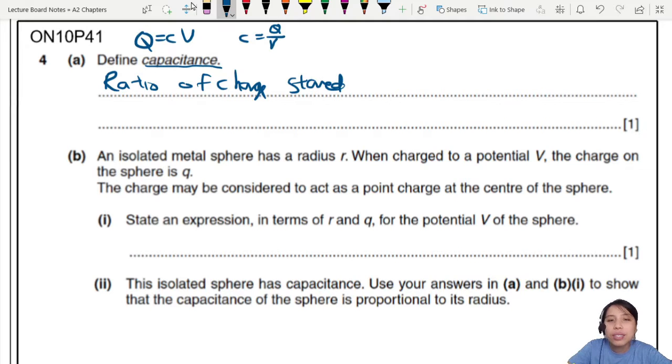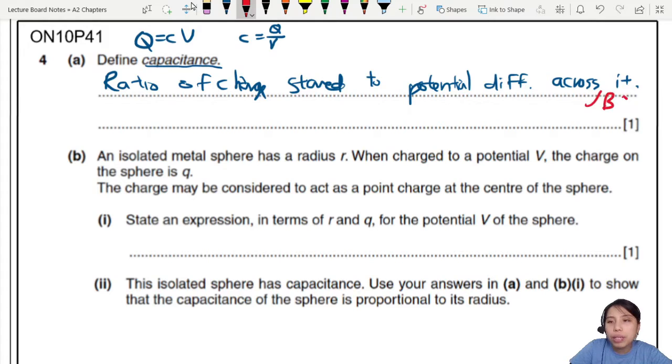Stored where? They didn't say it's a parallel plate or sphere, so just say it's charge stored per potential difference across it. There we go. Nice, 1 mark. This is a B1. Okay, ratio. So charge stored over potential difference.